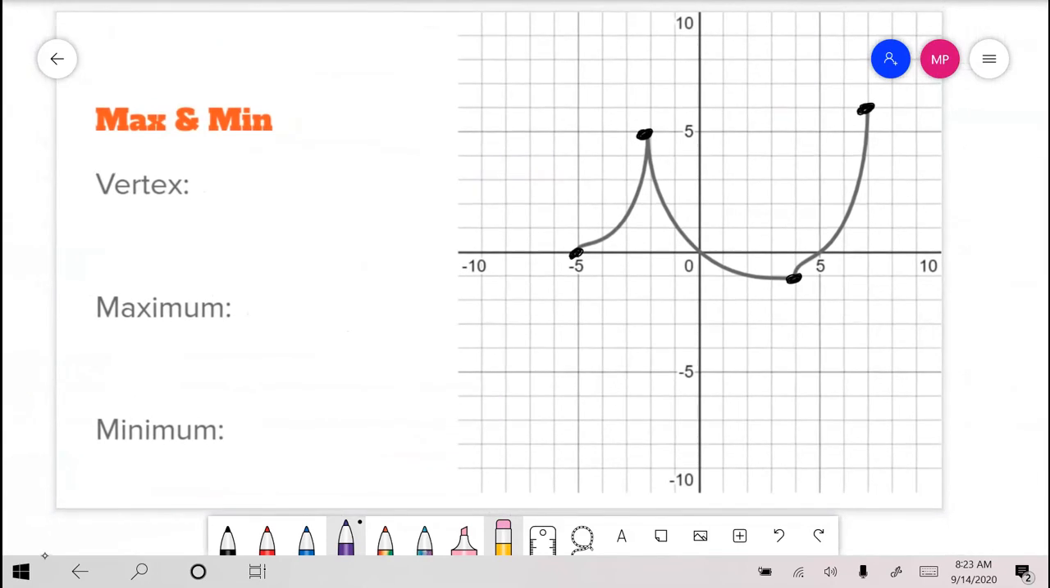Now for this specific question, this won't have a vertex. We will talk about a problem that will have a vertex for our next example, but this problem does have a maximum and minimum. Now if you remember with maximum and minimum, maximum is the absolute highest value, and then minimum would be the lowest value.